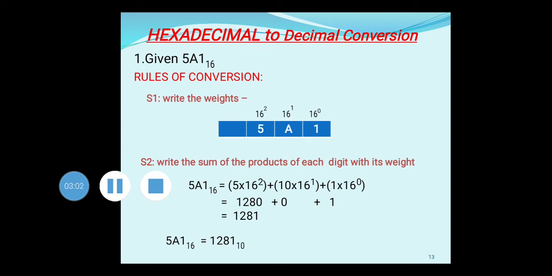So the decimal equivalent of hexadecimal number 5A1 is 1281.